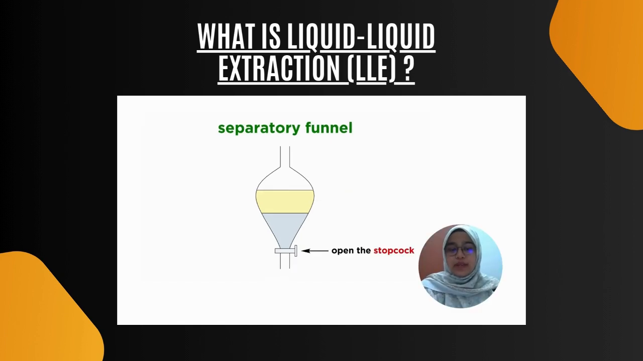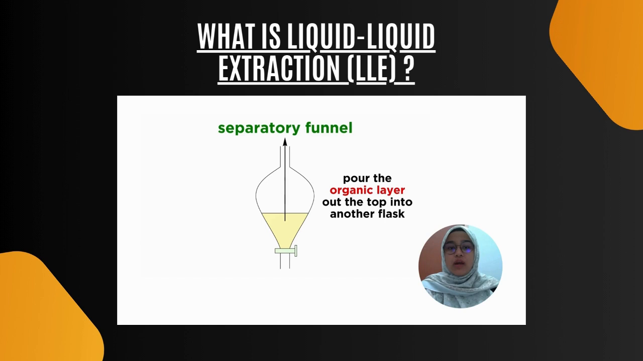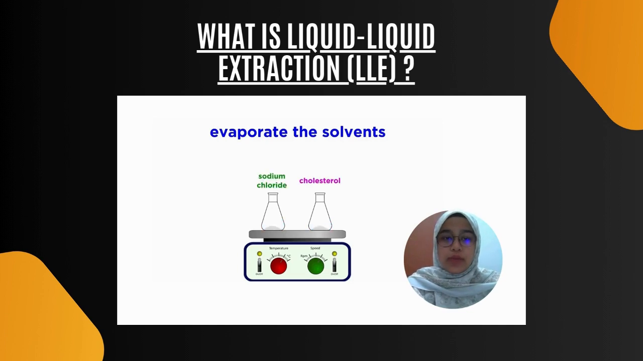So, to separate these two layers, we just open the funnel and drain the aqueous layer into a flask, just barely until we get to the organic layer. After that, we pour the organic layer out of the top of the separatory funnel into another flask. And then we evaporate the solvents until we get the substances nice and separated.